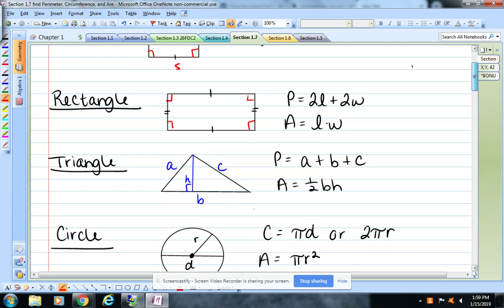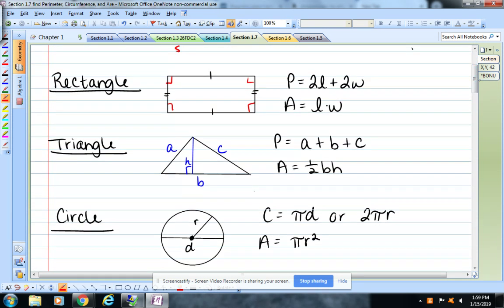Triangle. To get the perimeter, you're going to add all the sides. Basically, there's nothing special for a triangle for perimeter. And the area of a triangle, you need to memorize that. Area equals 1/2 times the base times the height. Area of a triangle is 1/2 times the base times the height. Now the base is the bottom of the triangle, and it is perpendicular to the height. That means it makes a 90-degree angle with the height.